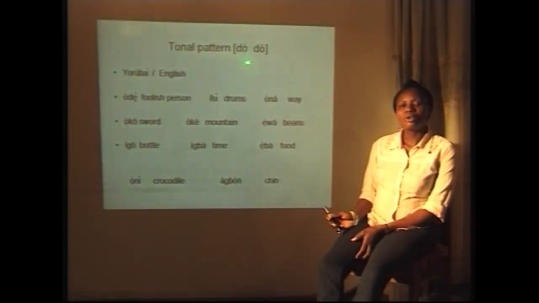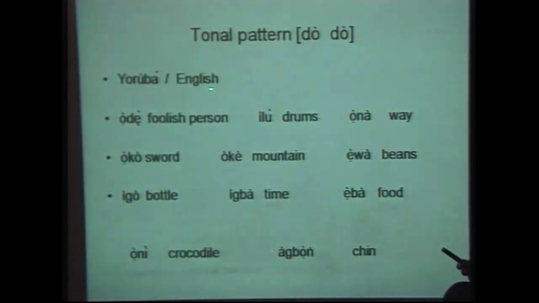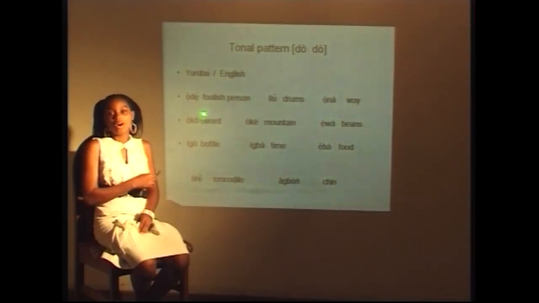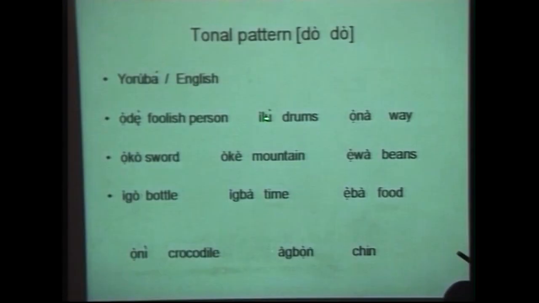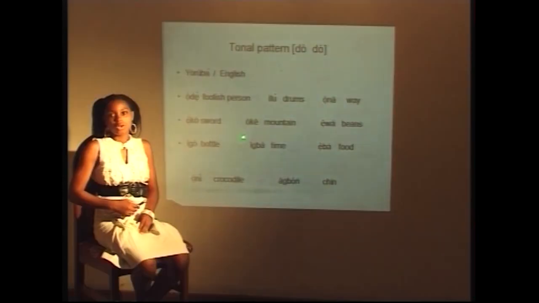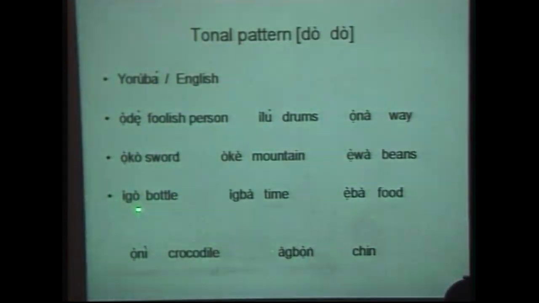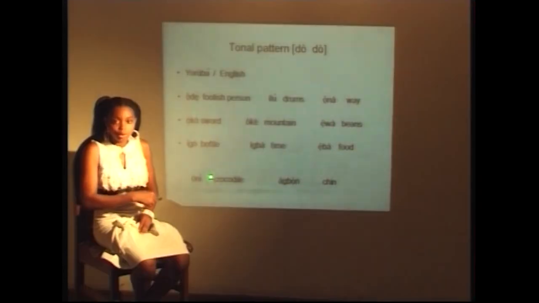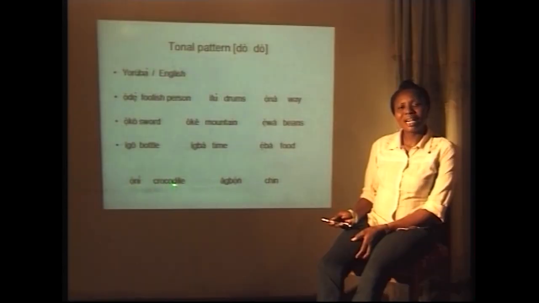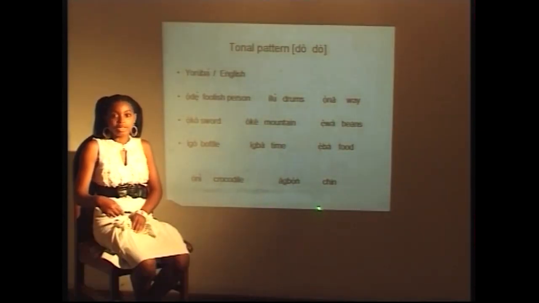Tonal pattern. Do do, Yoruba and English. Do do, ode, foolish person. Do do, ilu, drums. Do do, ona, way. Do do, oko, sword. Do do, oke, mountain. Do do, ewa, beans. Do do, igo, bottle. Do do, igba, time. Do do, eba, food. Do do, oni, crocodile. Do do, agbon, chin.